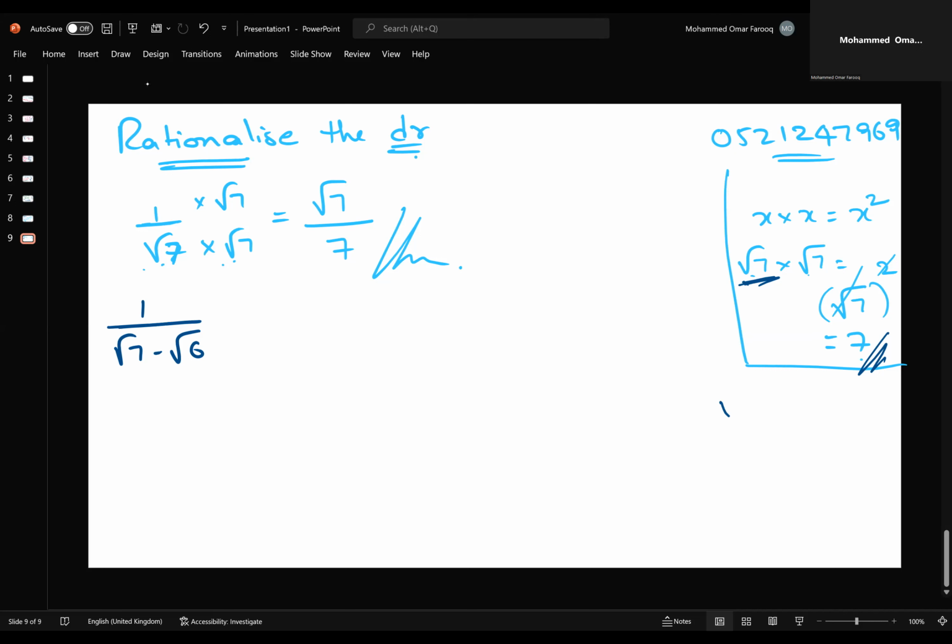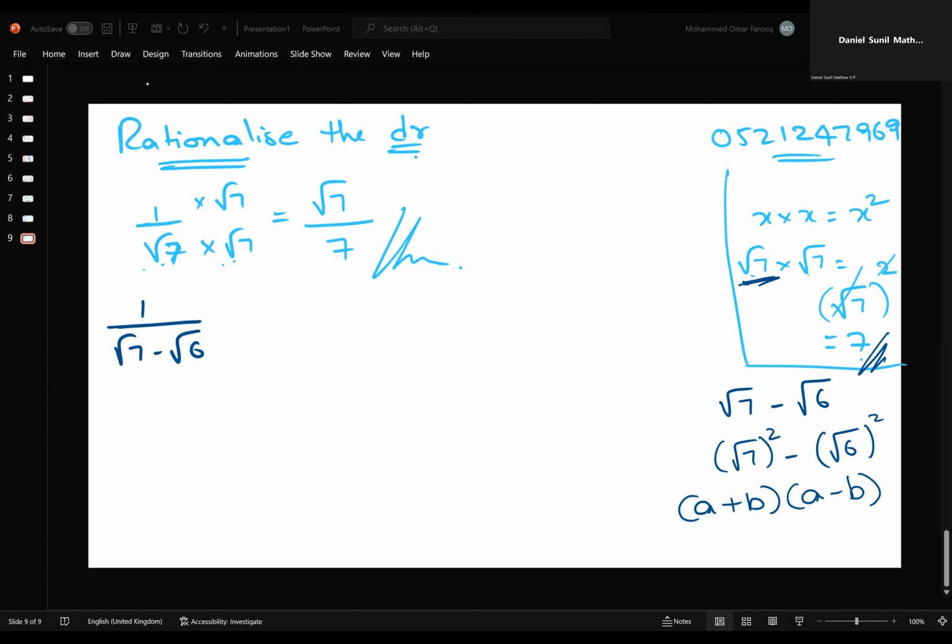So in this question, it is root 7 minus root 6. In order to remove these roots, you should have squares. That means root 7 whole square minus root 6 whole square. If it is there, then you can cancel the square roots. It is in the form of a square minus b square. What is the identity for a square minus b square? a plus b into a minus b.